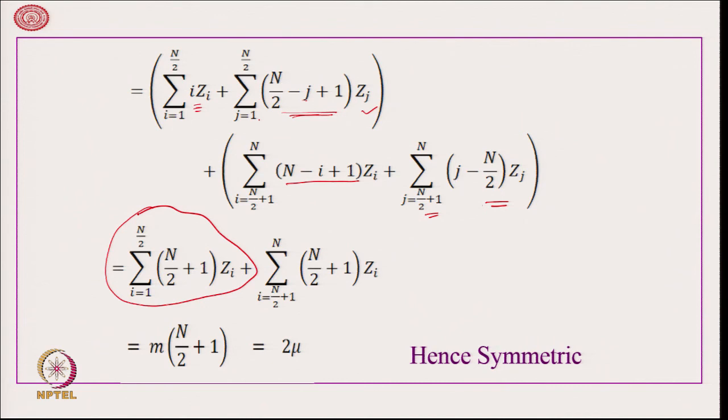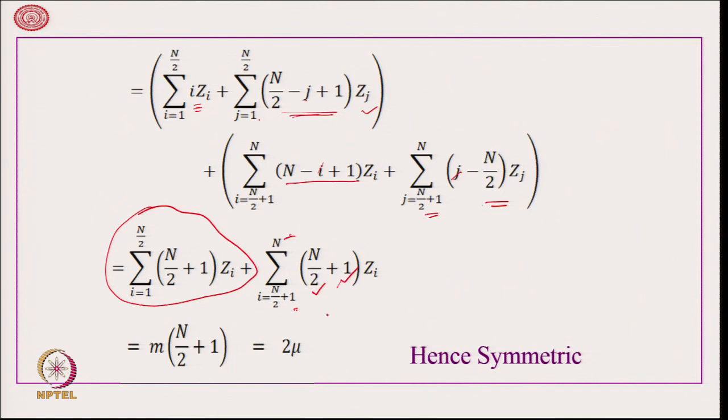In a similar way, when I call it i instead of j, we will get i from n by 2 plus 1 to n. Now, this cancels with this, therefore we get n minus n by 2, which is equal to n by 2 plus 1 times z_i.